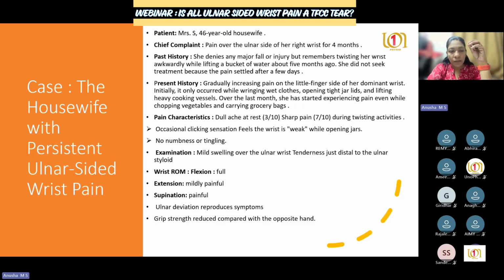So in this case, she has pain with the activities that cause rotation of the forearm, right? Bringing weight close, all of this has a rotation component. So if a patient complains of pain with rotational movement, we can suspect a TFCC there.